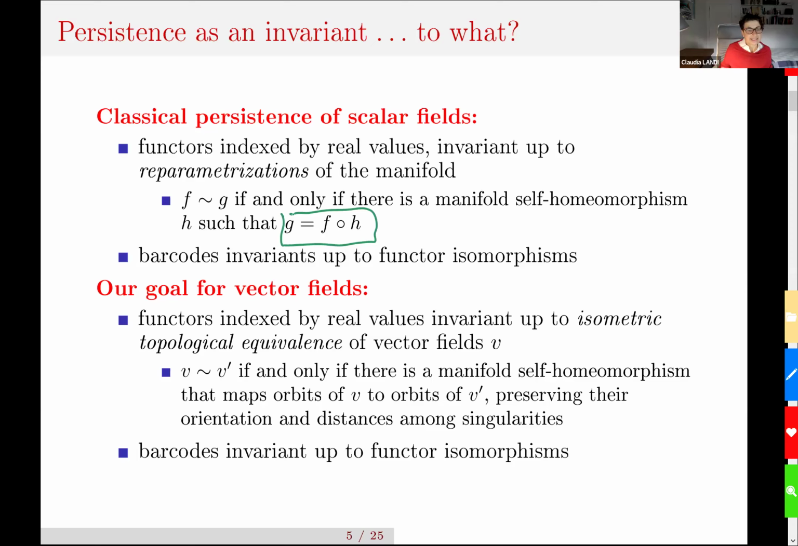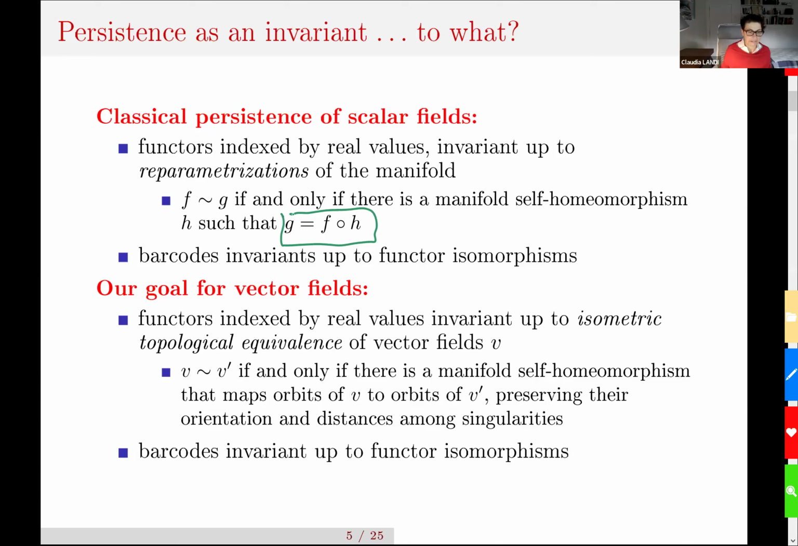In this sense, they are invariants of the function, but they are also invariants up to functor isomorphisms of the persistence module. So our goal for vector fields is not only to build any functor, because we could consider a vector field as a function in a sense, and so we could apply usual persistence for multiple scalar fields, for example, but we want to build a barcode that is also a topological invariant for the vector field.